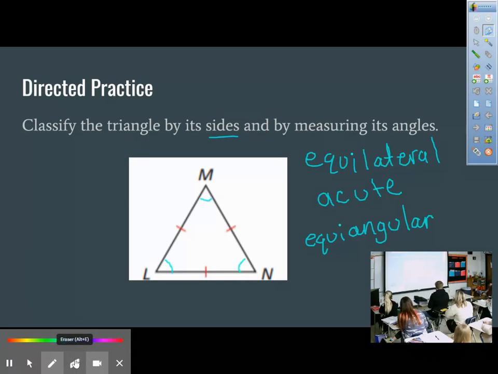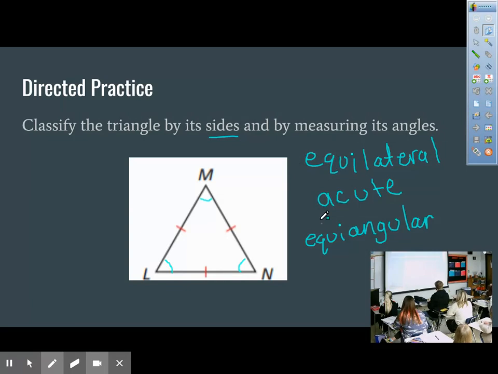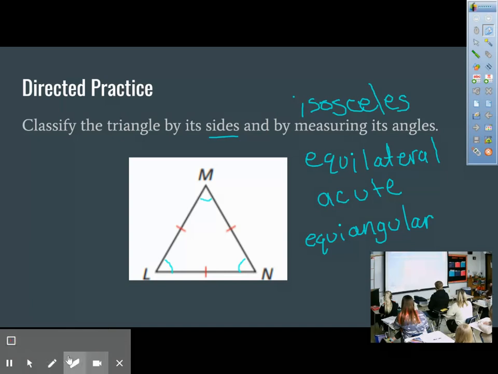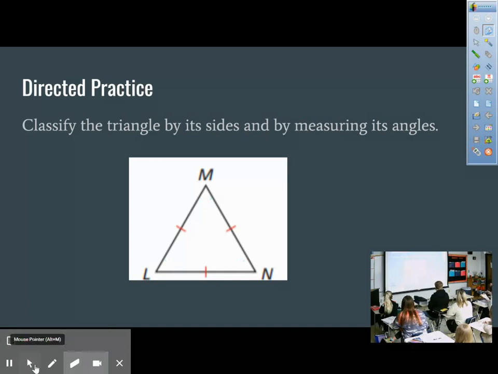And you could, for all I know, you could have measured all of these and found out that they were all 60 degrees. Okay. Could there have been another? So we could have said equilateral and acute, equilateral and equiangular. Is there a different name I could have given it? Isosceles. Yeah, you could have also called it isosceles, because it has at least 2 congruent sides, so it is considered isosceles also. So that one has multiple names.